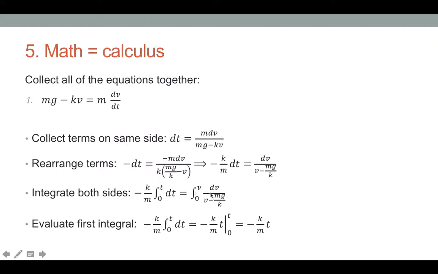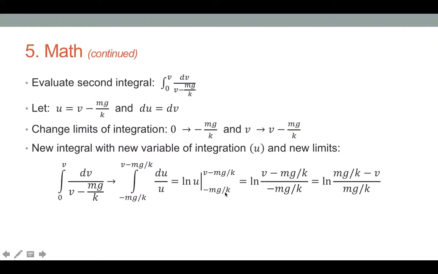And again we have two integrals to perform. This integral is exactly the same as it was before, so this integral again is minus k over m times t. Now we have to evaluate this integral, which is a little more complicated than it was before. So here's the second integral. The way we're going to evaluate this is using substitution, because we almost have dv over v, but not quite. So instead I'm going to call this function on the bottom right here u, and then du is just the differential of this, but this is a constant term, it has no differential, so du will equal dv.